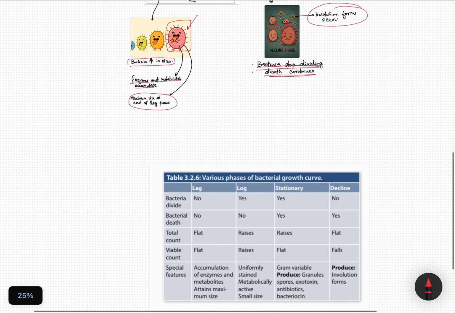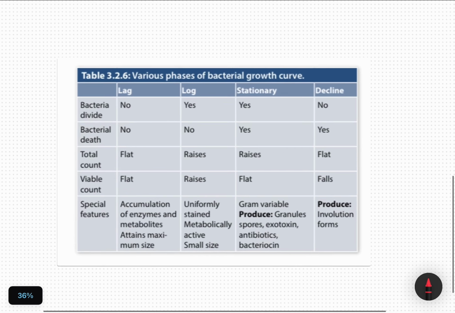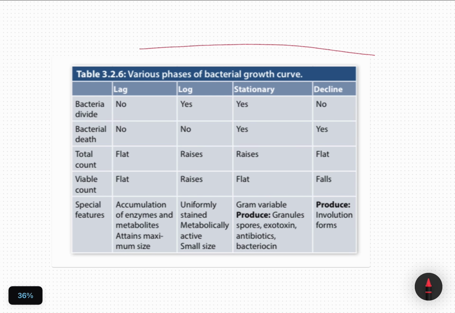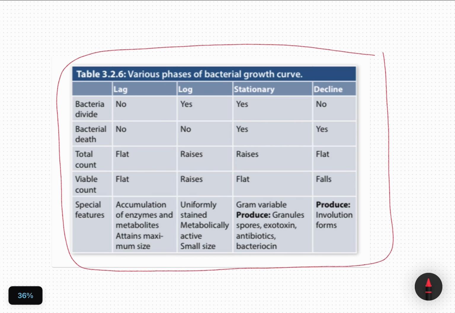Now let's just summarize this in tabular form. Okay, so in the lag phase we have seen none of them are dividing, they are just increasing in size. There is no death happening. Total count and viable count are flat. Okay, it's flat. So what is happening during this phase? There is accumulation of metabolites, enzymes, and they will attain their maximum size.